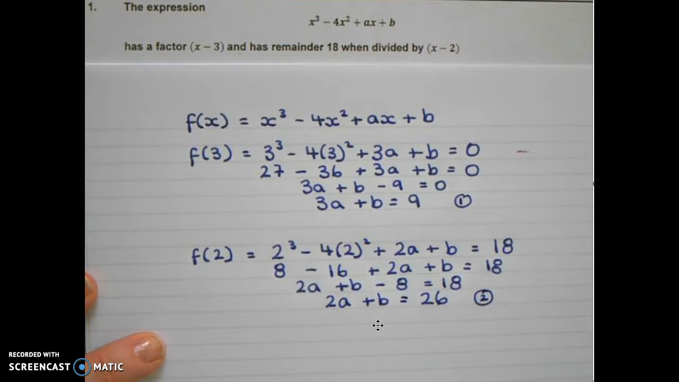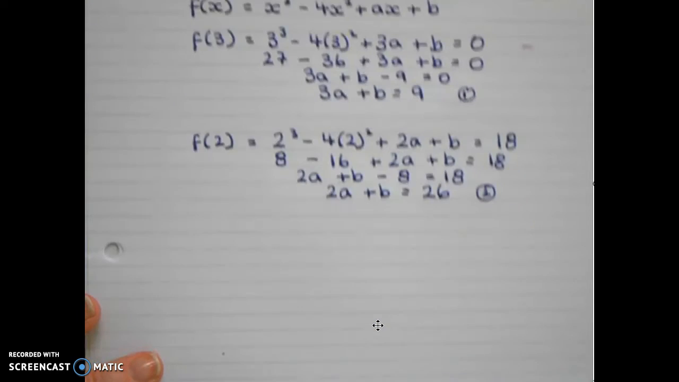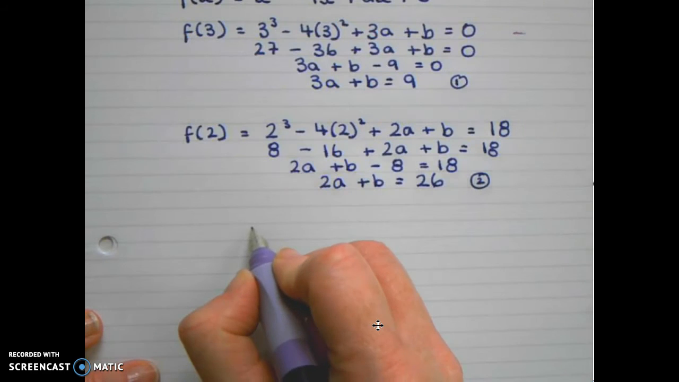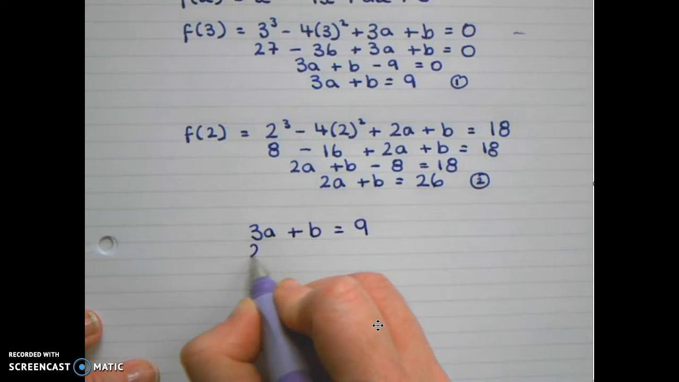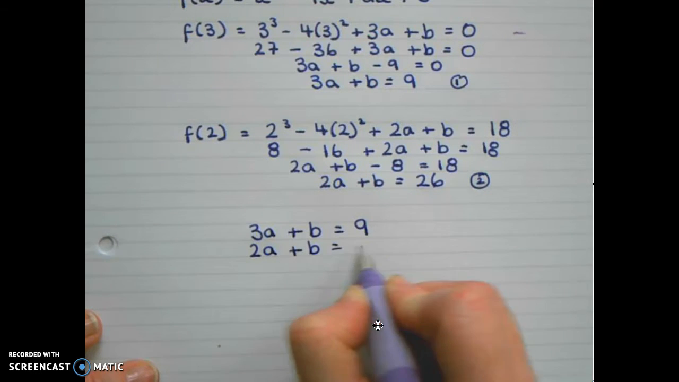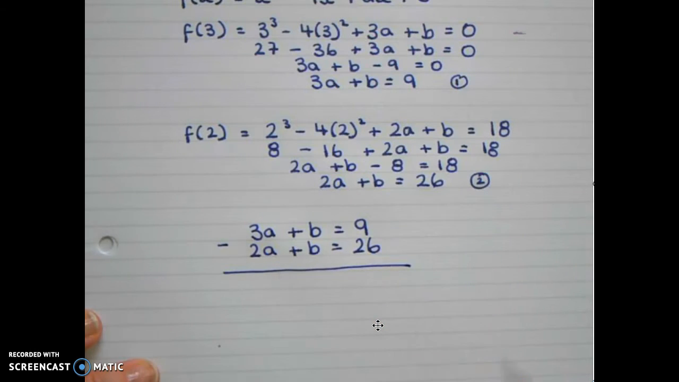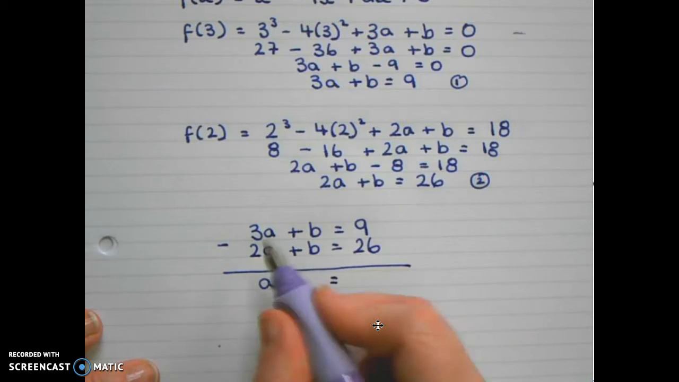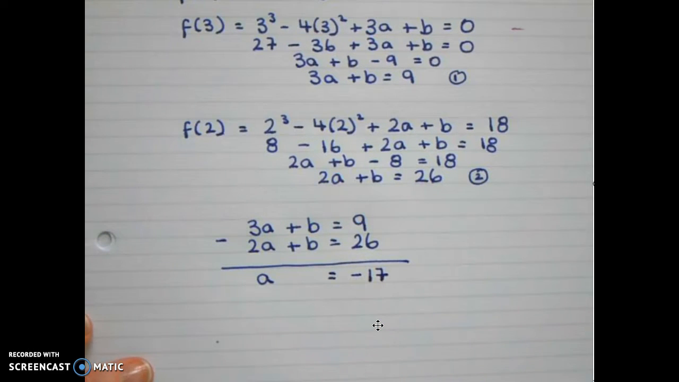Those are the two equations I'm now going to use to find the values of a and b, as I was asked to. So if I've got these two equations, I'm just going to solve them like simultaneous equations. So I've got 3a plus b equals 9 and 2a plus b equals 26. If I subtract these equations, 3a take away 2a is 1a, b take away b is nothing, and 9 take away 26 is minus 17. So I've got my a value.